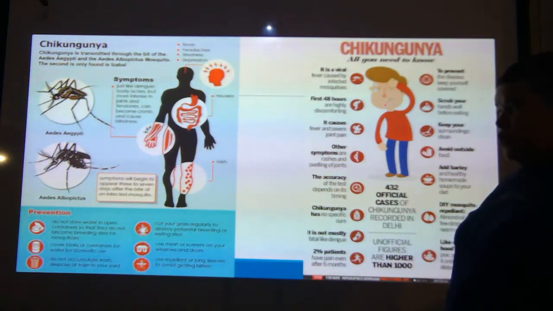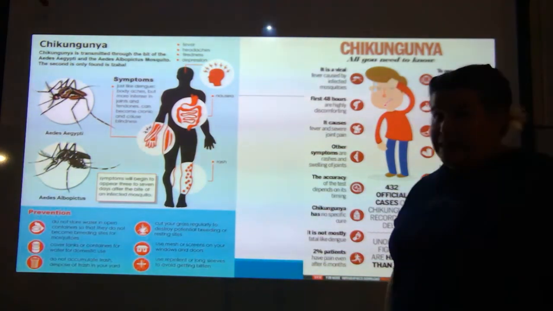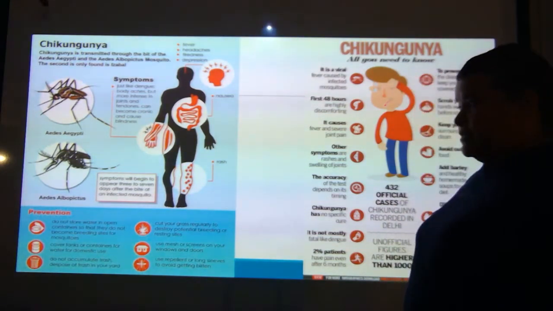Prevention: don't store water in open containers so that they can't become breeding sites for mosquitoes. We know that here in South Texas.